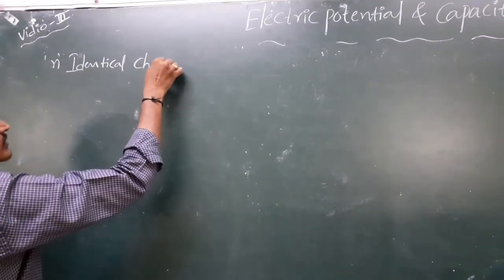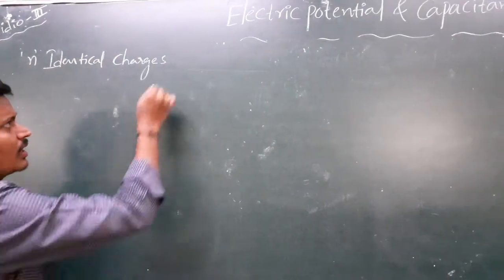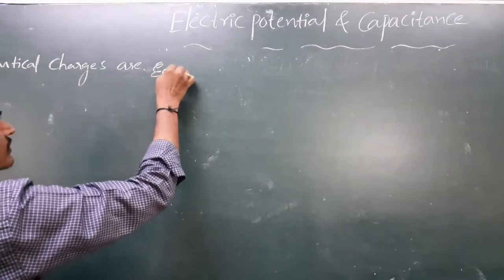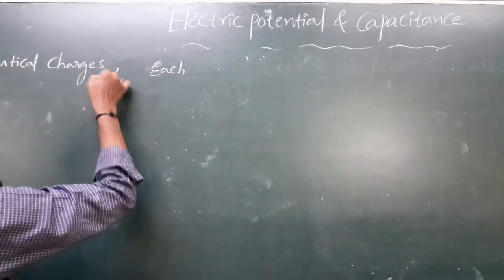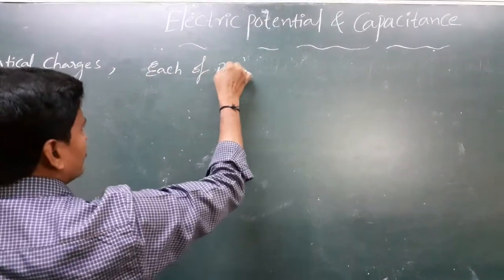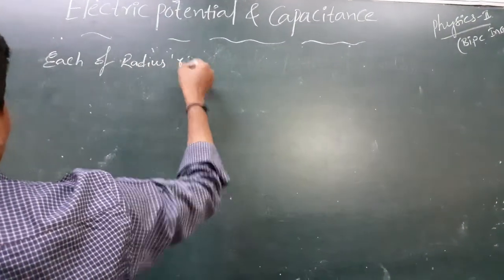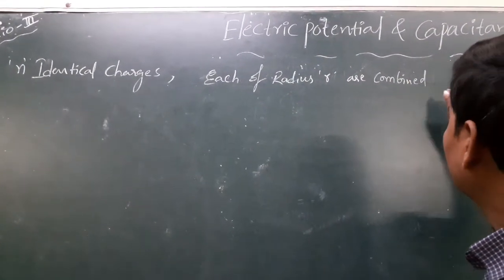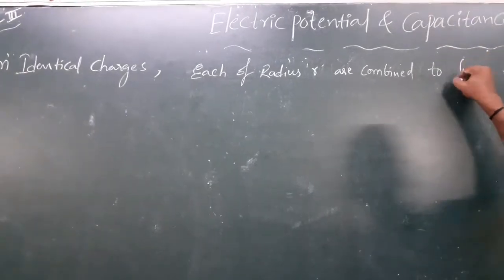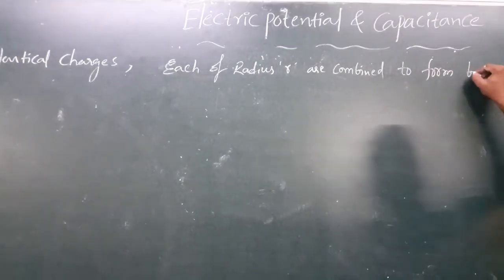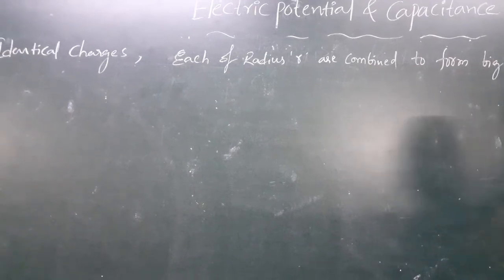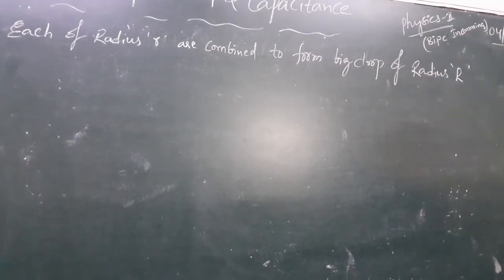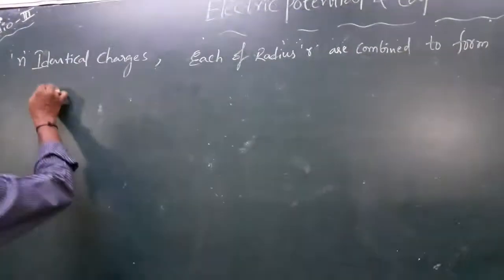Identical charges are combined, each of radius smaller, to form a big drop of radius capital R. Find its potential.